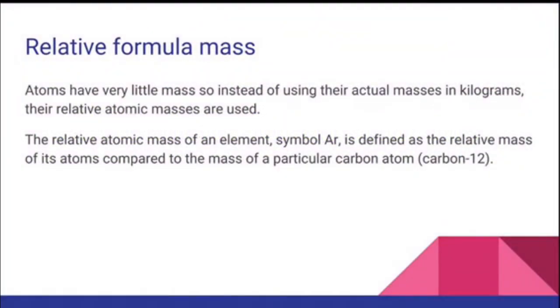Now first we're going to be looking at relative formula mass. Now atoms have very little mass, so instead of using their actual masses in kilograms, their relative atomic mass is used. The relative atomic mass of an element, symbol Ar, is defined as the relative mass of its atoms compared to the mass of a particular carbon atom.